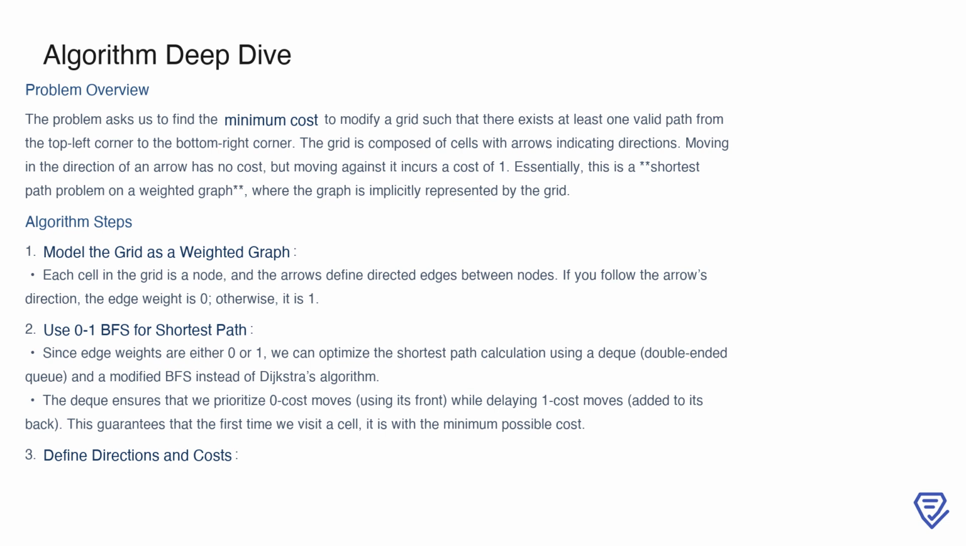To solve this, we'll employ the 0 to 1 breadth-first search algorithm, which is an efficient method for finding the shortest path when edge weights are binary. The key idea is to use a specialized BFS with a deque to prioritize exploring zero-cost moves first, ensuring we find the minimum cost path efficiently. Let's break this approach into clear steps to understand it better. First, we'll model the grid as a graph, with each arrow direction defining weighted edges. Then, we'll map the directions explicitly and implement the BFS traversal to explore paths, minimizing the cost as we go.